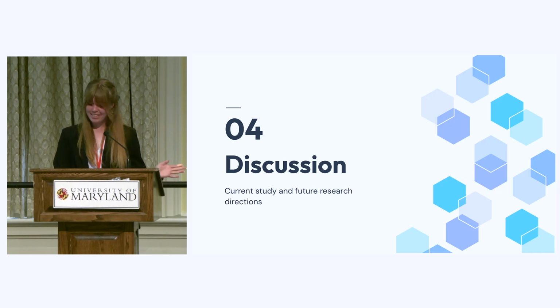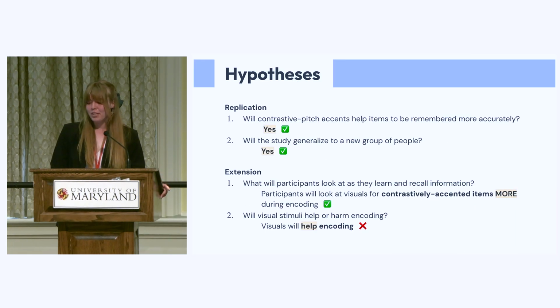And now discussion. Before we discuss our results, let's go over my hypotheses again. So we hypothesized that this study would generalize to a new group of people and that participants would look at and remember contrastive accents at increased rates. We also believed that visual stimuli would benefit the encoding process.